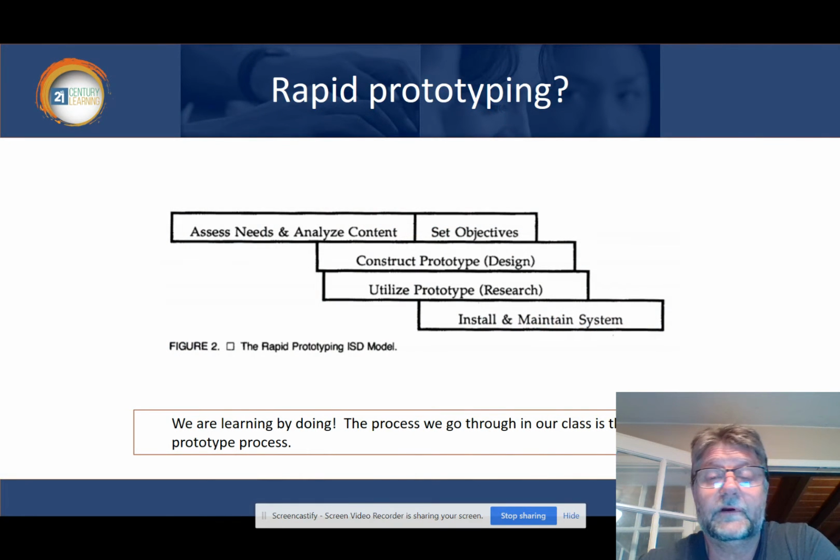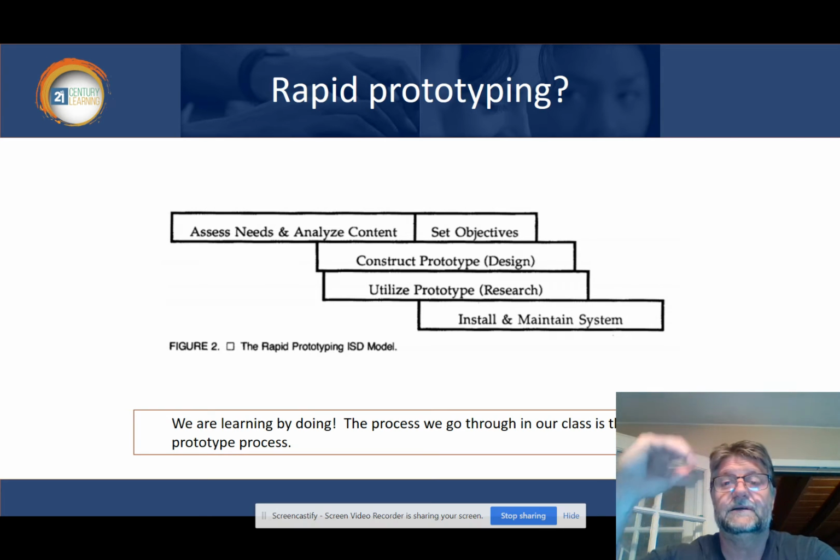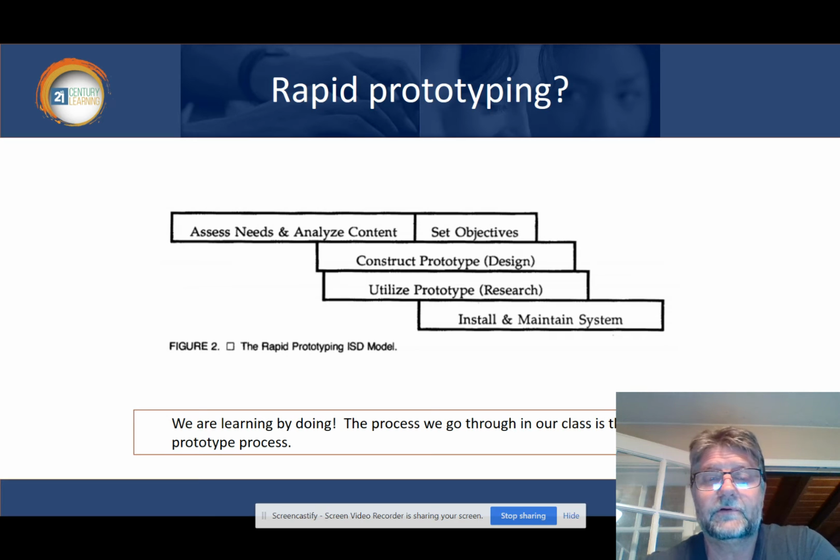Okay, first off, we're going to use rapid prototyping. Rapid prototyping is a little bit different than the ADDIE model. In the ADDIE model, we have the definitive stages that you go through, and you know when one stops, one starts. Rapid prototyping, we're learning by doing. We're creating as we learn. So the process we're going to go through in our class is rapid prototyping. If you want to know what rapid prototyping is, we're going to go through that process. By the end of the 8 weeks, hopefully you'll have a really good feel for prototyping.